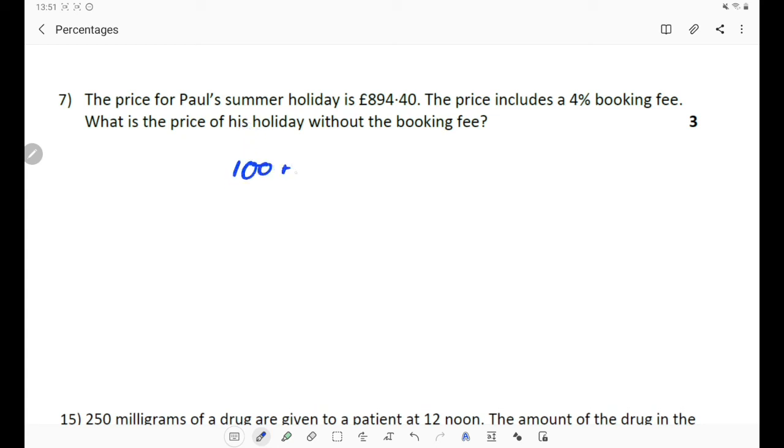So we had 100%, 4% was added on, so we've got 104%. Now you're being asked the price of his holiday without the booking fee. Essentially, what was the original price of his holiday? And in comes that keyword original. And original means 100%. So we set it up as equal. And we find 1% and we find 100%. Pause the video if you haven't done this yet and give it a go yourself.